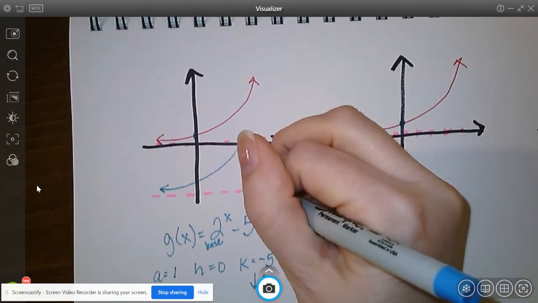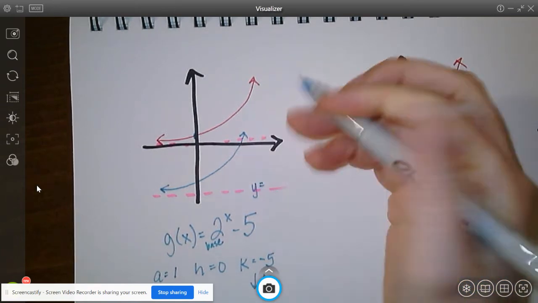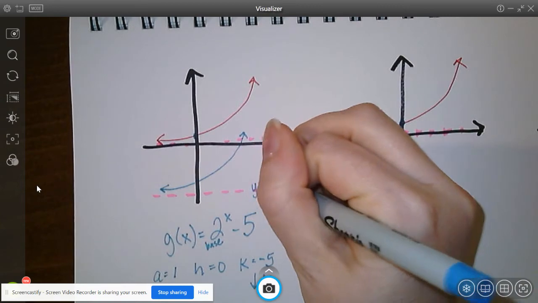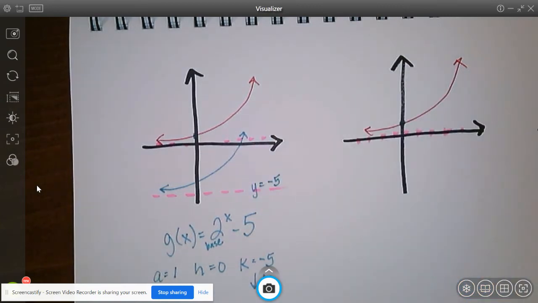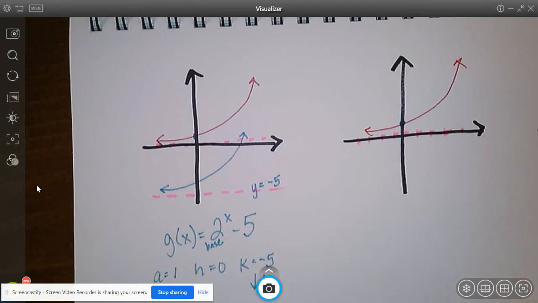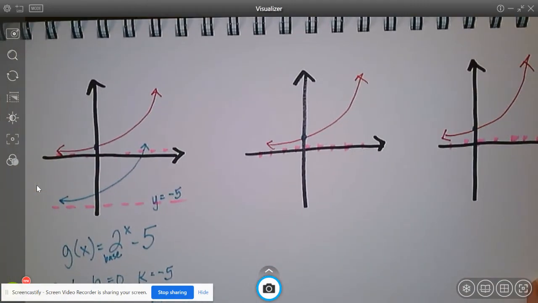So you are often asked for the equation of the asymptote, and as I mentioned before, y equals k, which means y equals negative 5. So the name of this equation is y equals negative 5, so it would be crossing at negative 5 down here. Okay, so that's one thing that can happen. That was a vertical translation down. Okay, so let's look at another one.